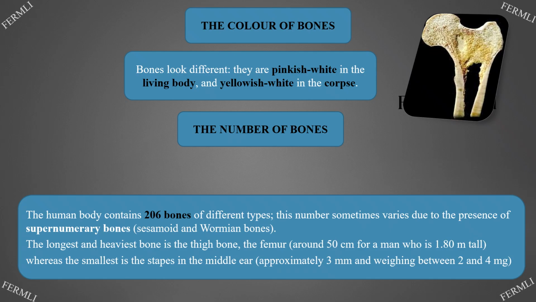The longest and heaviest bone is the thigh bone, the femur, around 50 centimeters for a man who is 1.80 m tall, whereas the smallest is the stapes in the middle ear, approximately 3 millimeters, and weighing between 2 and 4 milligrams.